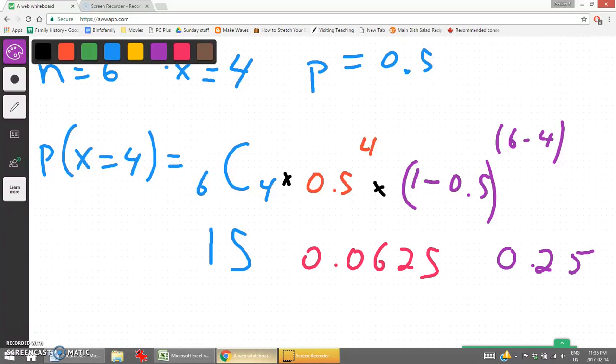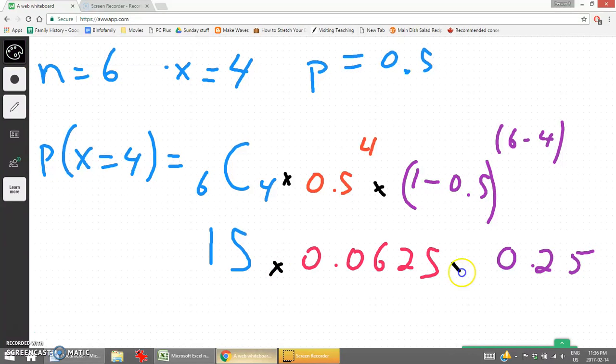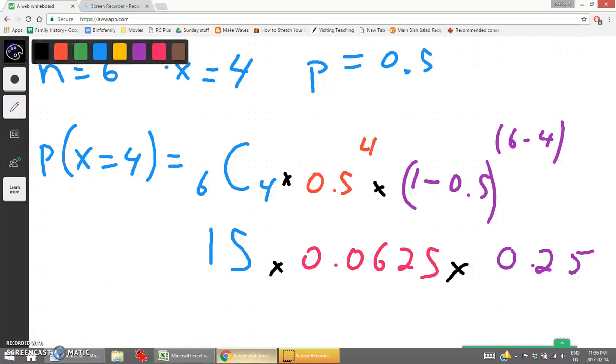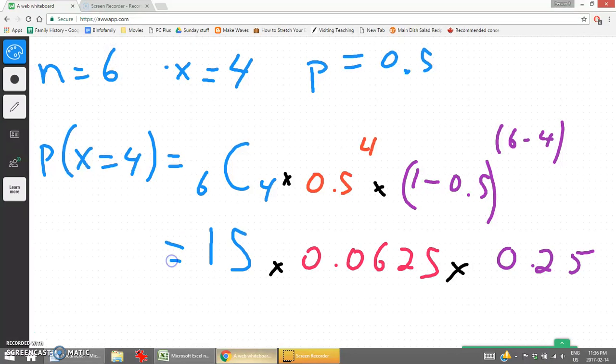Keeping in mind that we are going to be multiplying those 3 things out, our final answer, when we multiply 15 times 0.0625 times 0.25, is 0.2344, rounded a little bit. 4 decimal places is really good. So that's our answer to the first question.